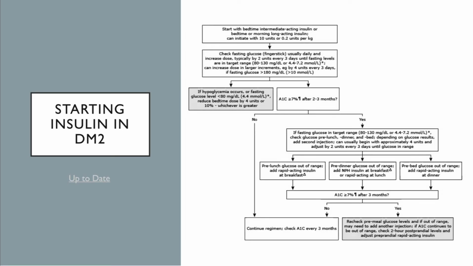This comes from UpToDate. You can see what the latest recommendations are, but essentially this gives you the criteria that you'll follow when you start insulin, how many units per kilogram, how to go up, how to be influenced by the hemoglobin A1C, etc.